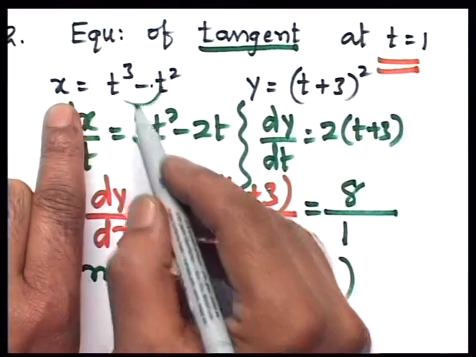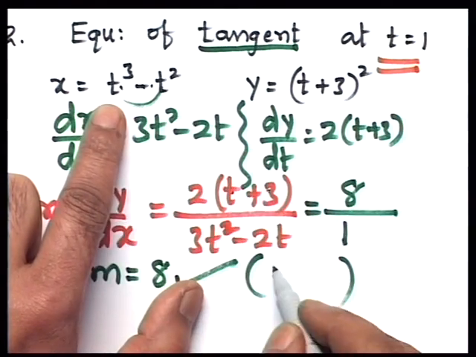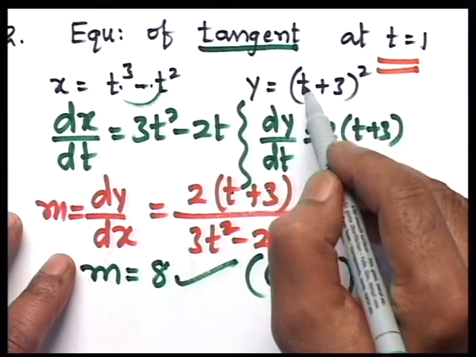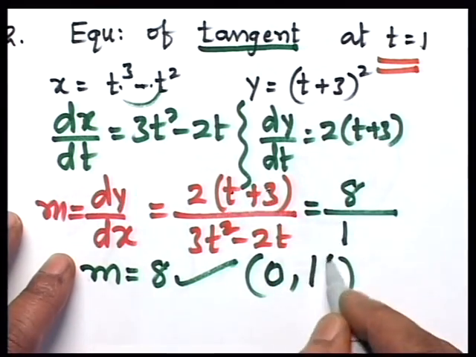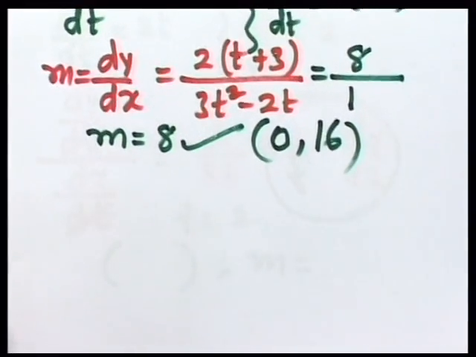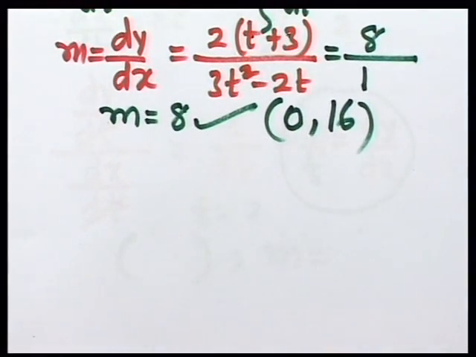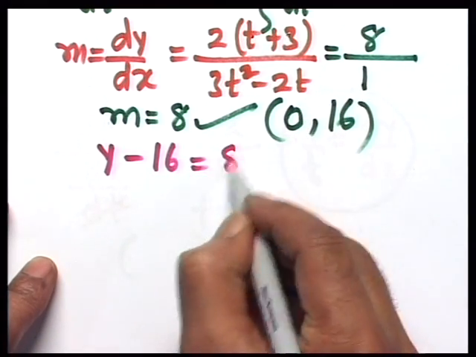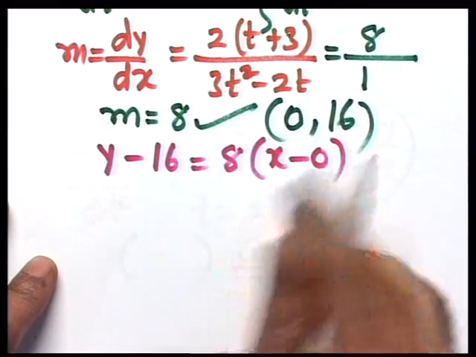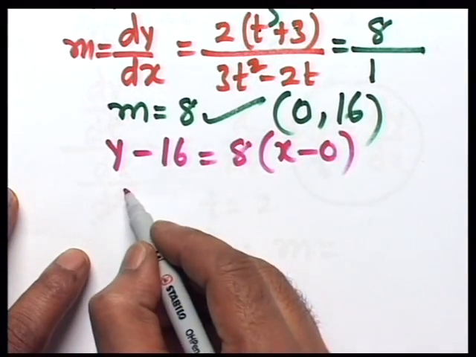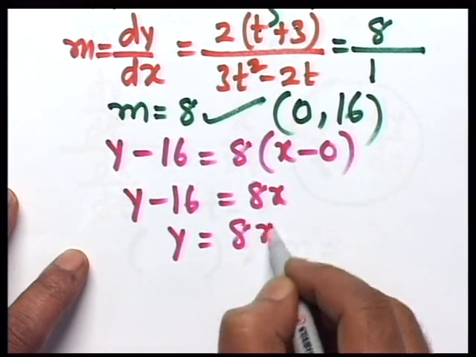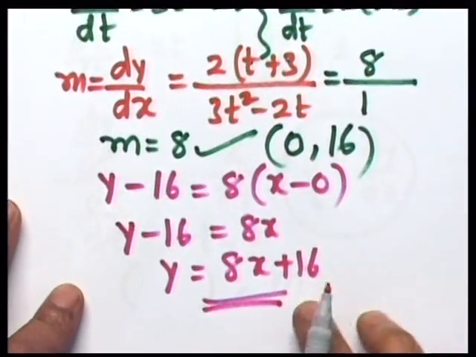So t equals 1. 1 cube minus 1 square should be 0. So I got the x coordinate as 0. Then substitute t as 1 here. So 1 plus 3, 4. 4 square, 16. Right? So that's all. Now you all know how to find the equation of the tangent. You have done plenty of sums based on that, right? y minus y1, which is 16, equals slope times x minus x1, which is 0. So that's the equation of the tangent, please. So we have y minus 16 equals 8x. If not, y equals 8x plus 16. That's the equation of the tangent.